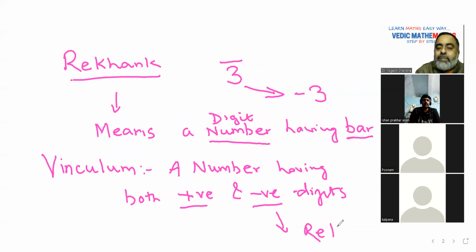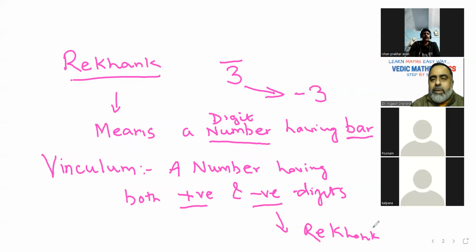Correct? Any questions? Yes, Kalpana, Poonam, Sudhanshu. Somebody is missing. No questions, sir. Clear. Acha, all good. Anupma is missing. Okay, she'll be joining after some time.